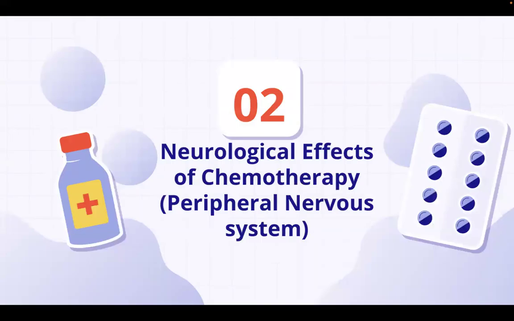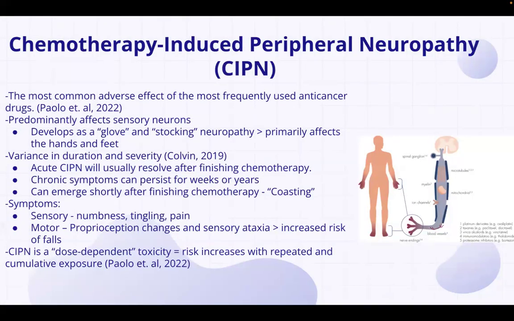All right, and then we have the specific neurological effects of chemotherapy, starting with the peripheral nervous system. So one type of neurotoxicity induced by chemotherapy is called chemotherapy-induced peripheral neuropathy, also referred to as CIPN, being the most common adverse effect of the most frequently used anti-cancer drugs. It predominantly affects sensory neurons, and it symptomatically develops as a glove and stocking neuropathy. And the glove and stocking refers to the fact that it primarily affects the hands and feet of individuals.